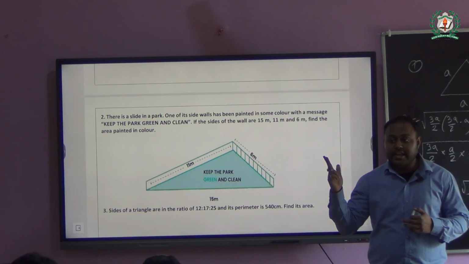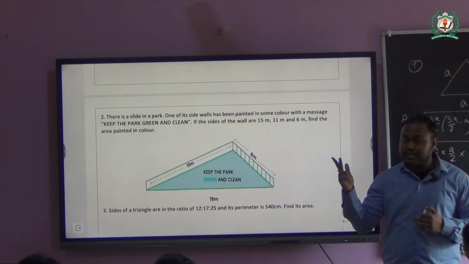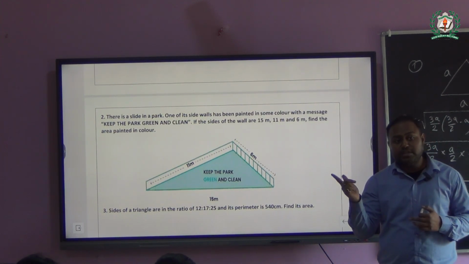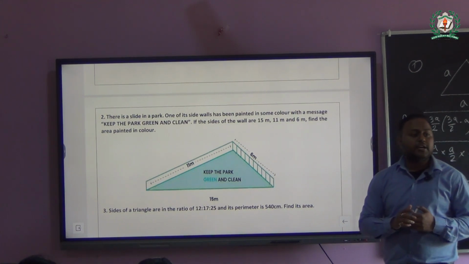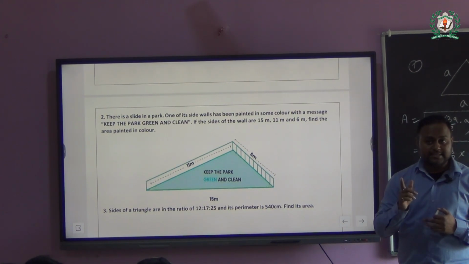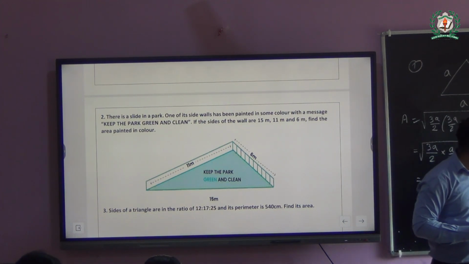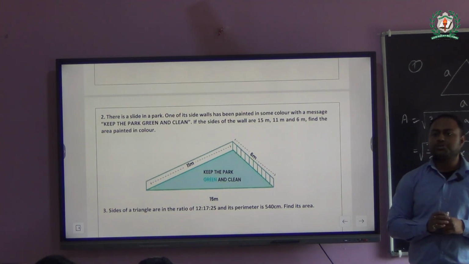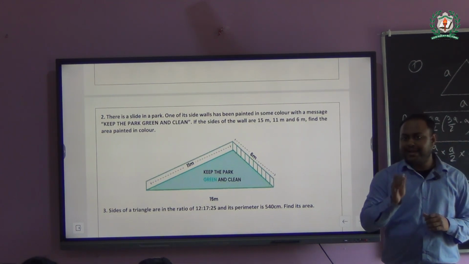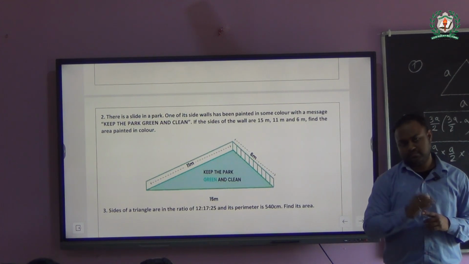So here, what are the A, B, C, and the sum of them divided by? Very nice. After finding that, what do we get? S. S means semi-perimeter. And after getting the S, we know what Heron's formula is? That is, A is equal to under root S into S minus A, S minus B, S minus C.